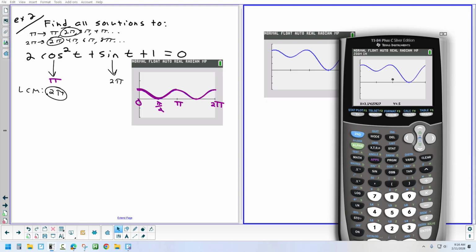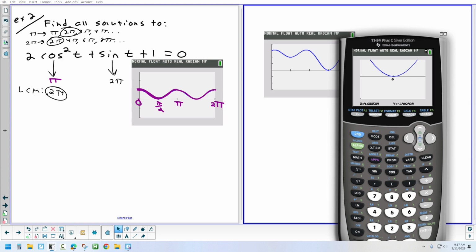Why might I want to zoom in right over here? Yeah? To see if it goes below more than one. Right, that's the question. Does it go below it? So I could zoom in and try to look at it. It's still kind of hard to see.